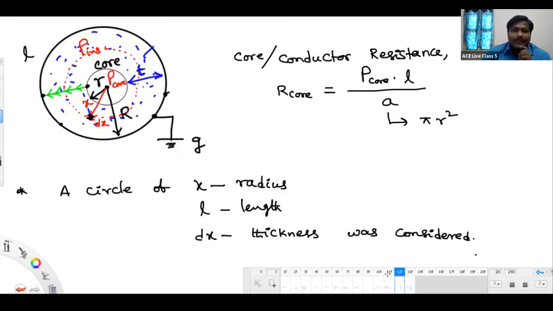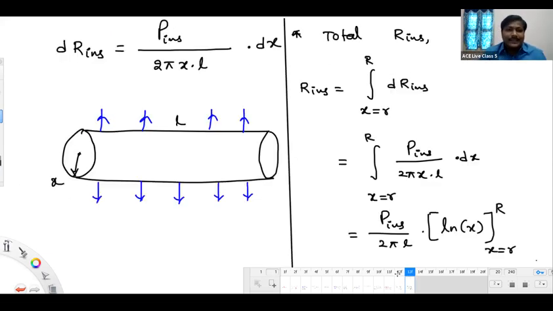If you see the insulation portion, current is flowing from the conductor to the sheath in this direction. So we should measure the area perpendicular to this, which means into the screen. If you take the area from which the current is leaving out, we have a portion in this manner. Current is leaving out from the surface.